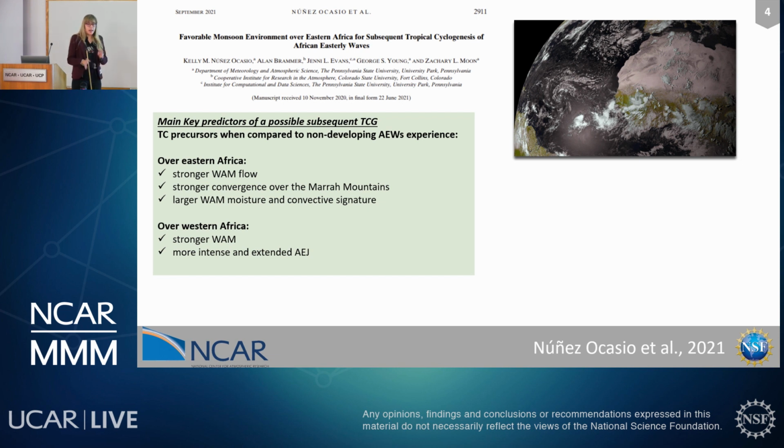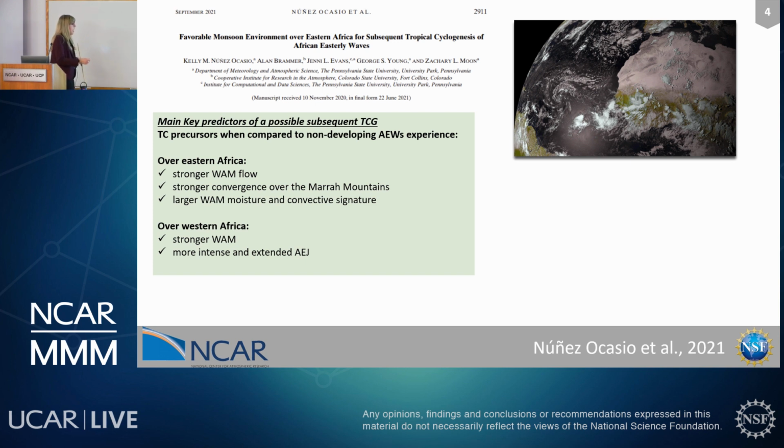So we saw, when compared to the non-developers, that in the composite of developing systems, those that do become tropical cyclones, over Eastern Africa the West African monsoon flow was stronger. Yes, the monsoon can go all the way over Eastern Africa and interact with these waves. In addition, we also saw there was stronger convergence over the Mara Mountains. These mountains are important because this is where a lot of these African easterly waves initiate, over the Ethiopian highlands, Mara. We also saw a larger monsoon moisture and convective signature over Eastern Africa. And over Western Africa, the same thing.